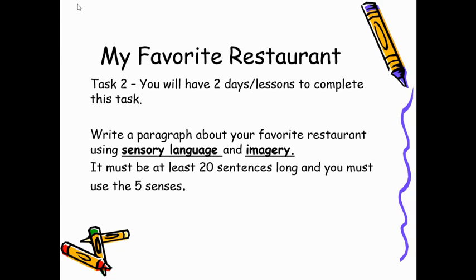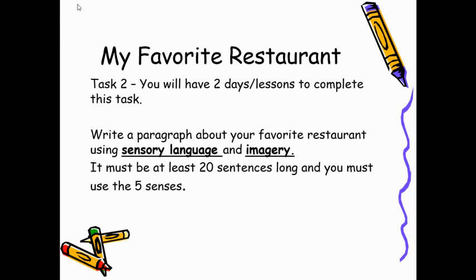So task 2 is where you need to write a paragraph about your favorite restaurant. You're going to have 2 days of lessons to complete this task. What you need to do is write a paragraph about your favorite restaurant using sensory language and imagery. Don't get too concerned about that sentence there. Basically, all you need to do is make sure you are using the senses and describing things that will activate the senses, and that will create your imagery. So it's basically only one thing you're doing, one thing leads to the other.